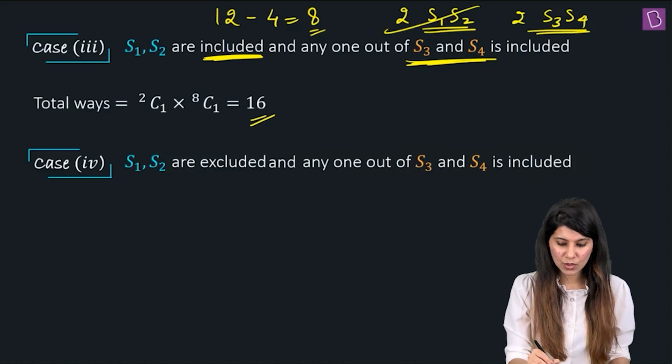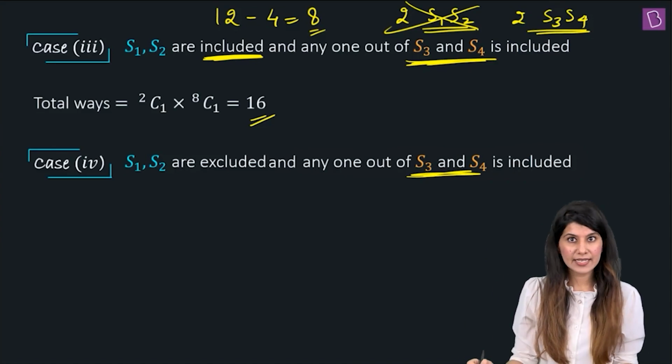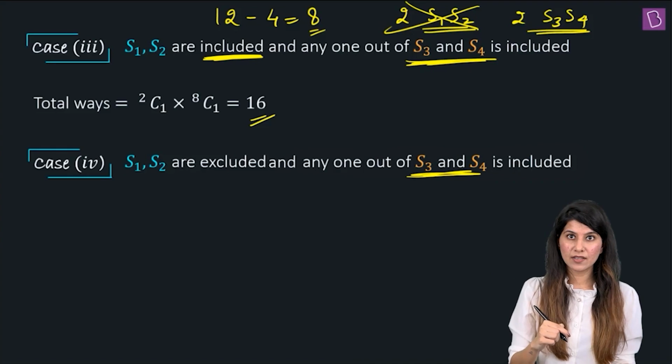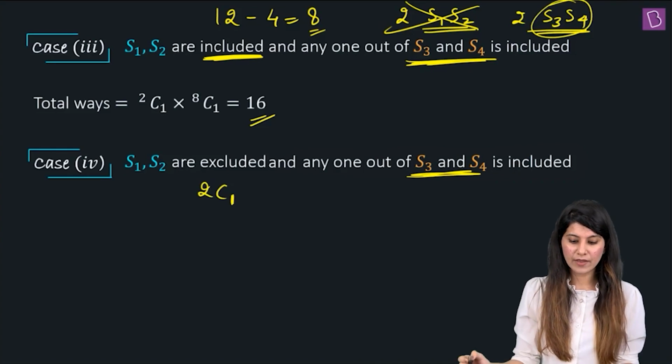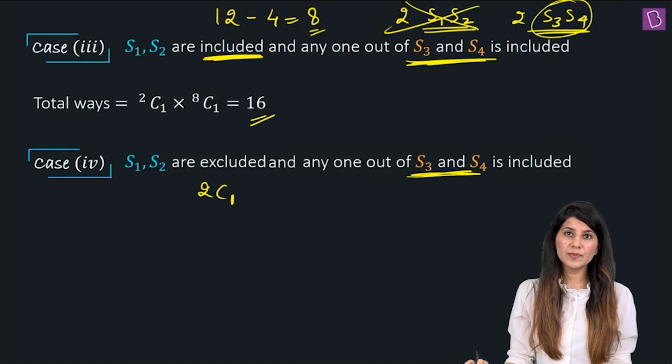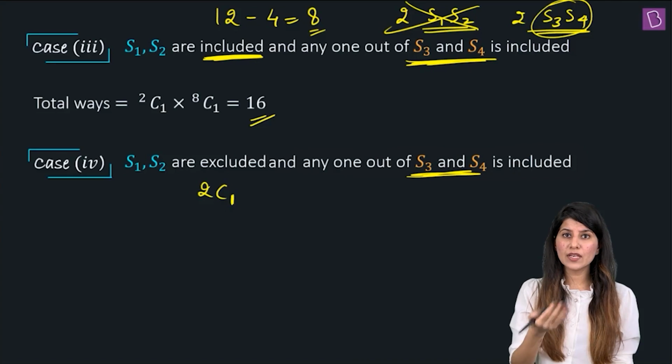S1 and S2 I don't want in the picture. Let's set them aside. 1 out of S3 and S4 I want. That comes from a selection out of these two. So again 2C1 will be there, right? Now how many persons do I have right now in my team? Only one. S2 and S1 are excluded already. So only one I have right now.